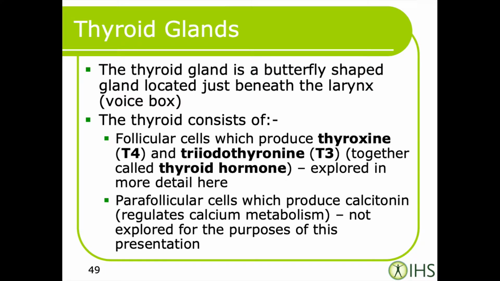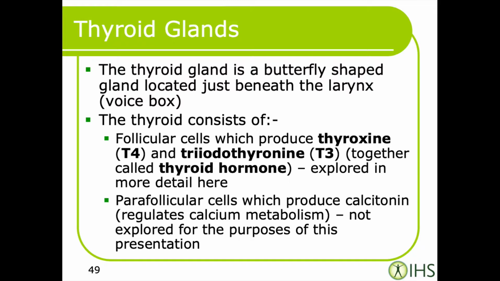We'll now look at the thyroid. The thyroid is a butterfly-shaped gland located just below your larynx, which is called your voice box. It's made up of cells called follicular cells that produce thyroxine, T4, and triiodothyronine, or T3. Collectively, they're both called the thyroid hormones.